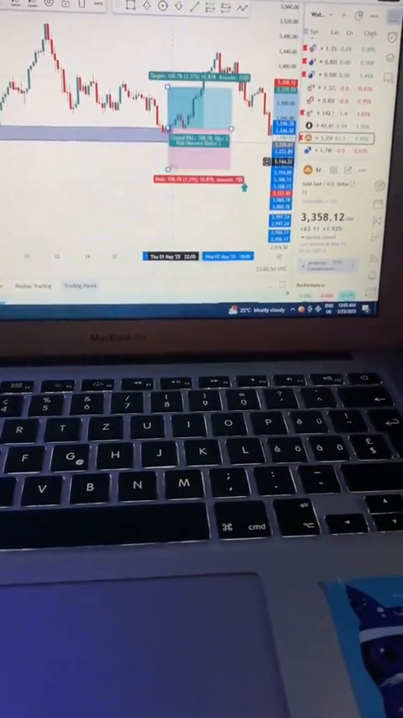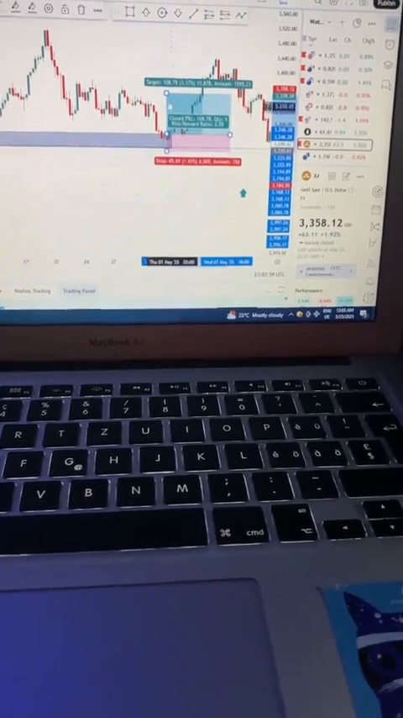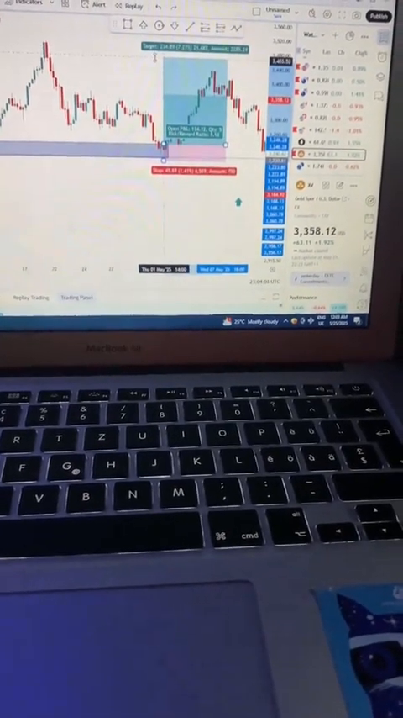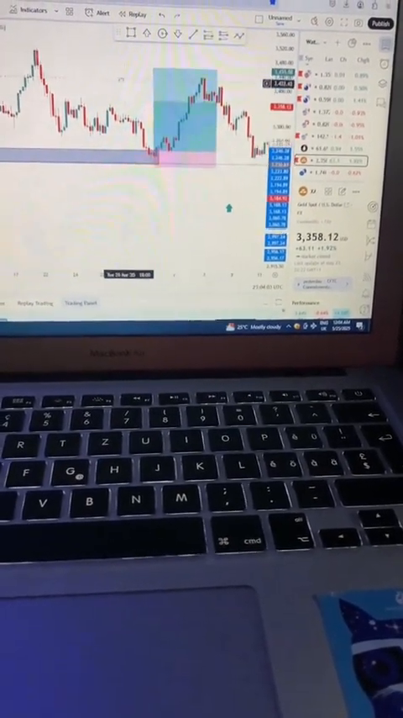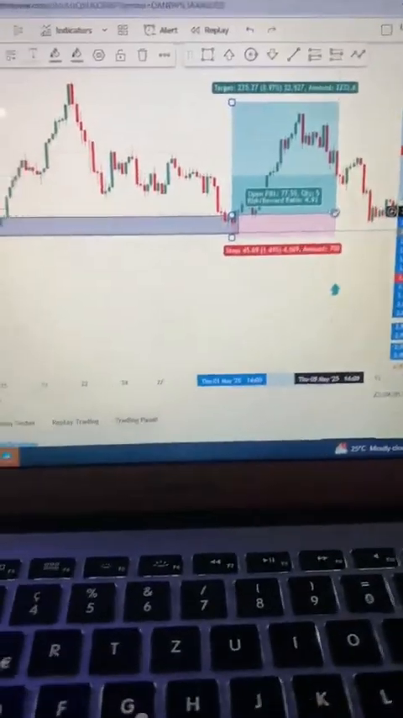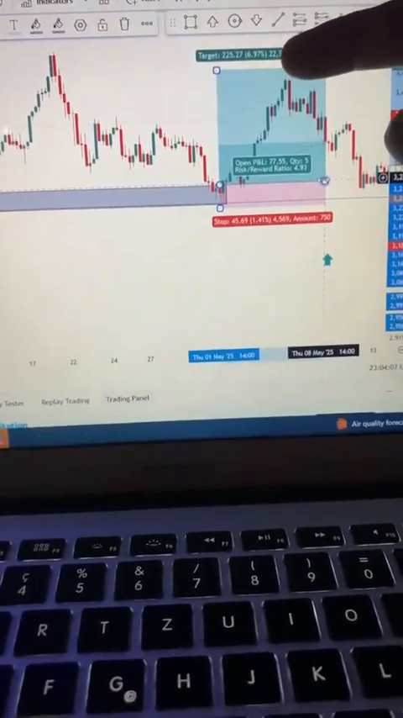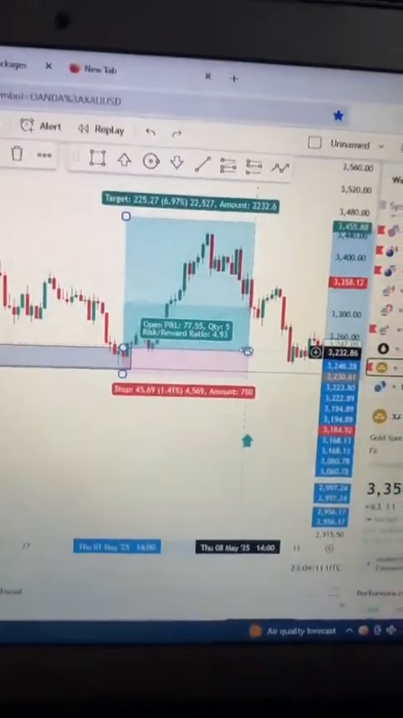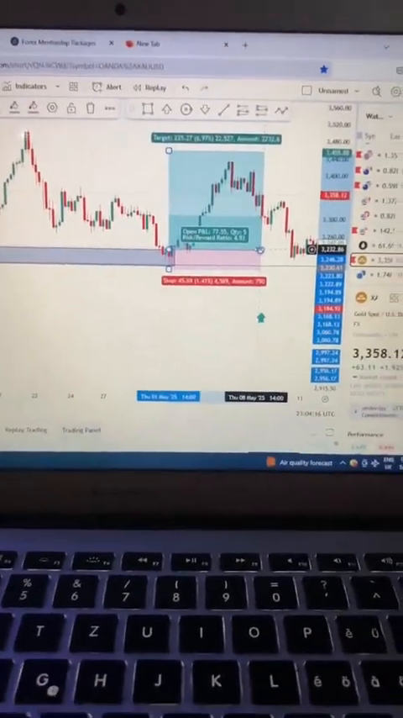You buy somewhere around these zones. This is a very good buy, targeting this high here. You see, price does not come to your take profit, it almost gets close to your take profit, my guy. Price doesn't give you this kind of move often. Run. Don't get greedy.